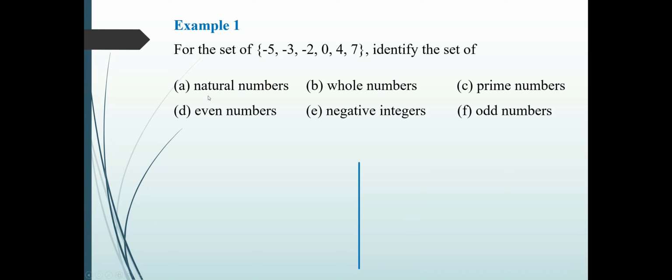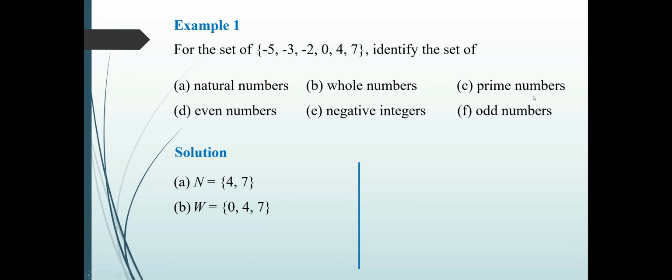So what is natural number? Remember, natural numbers are numbers such as 4 and 7. So the answer should be written as 4 and 7 in these curly brackets. Whole numbers would be natural numbers with the addition of number 0. So we should write the answer like this.